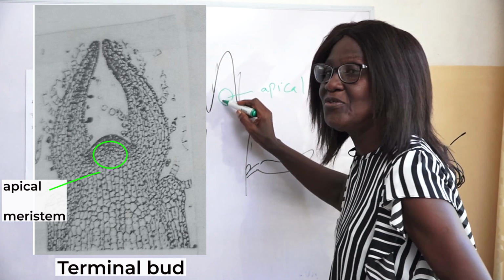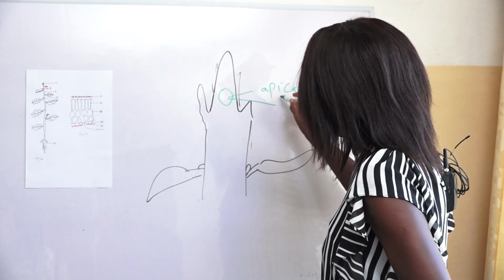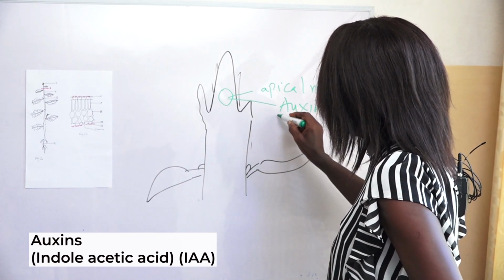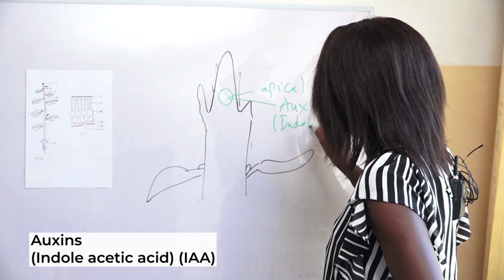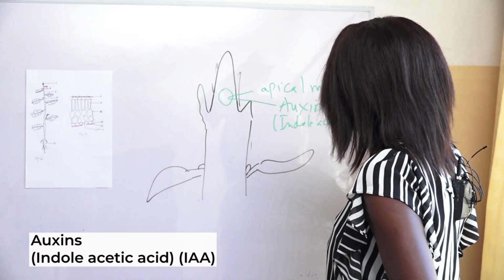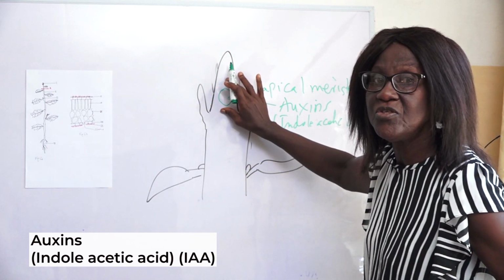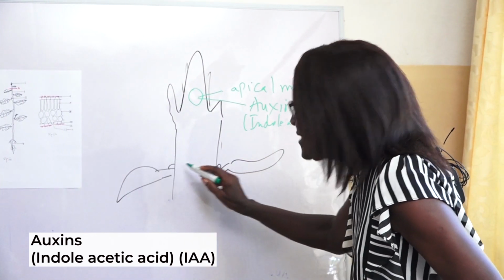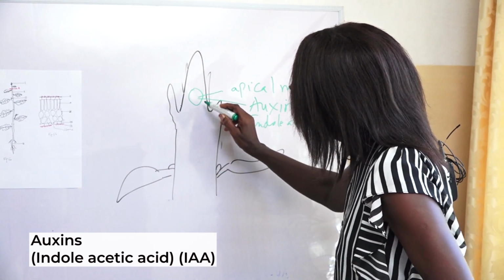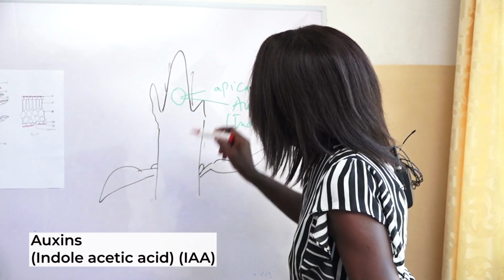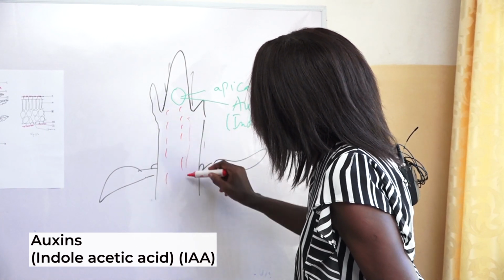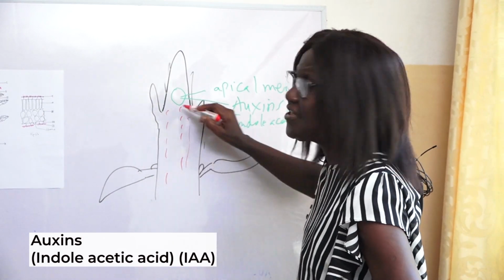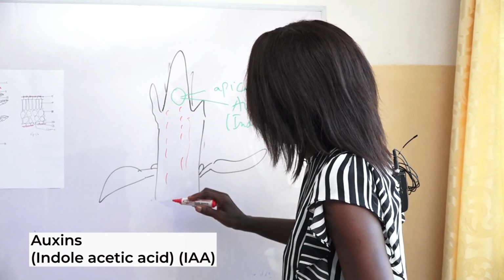This meristem produces hormones, and the hormone it produces is called auxin, indole acetic acid. The apical bud produces the hormones. The axillary bud also produces the hormones. The hormones flow down, and a certain concentration of the hormones causes the shoot to elongate.